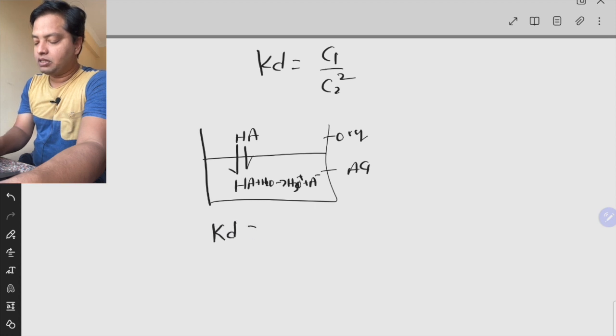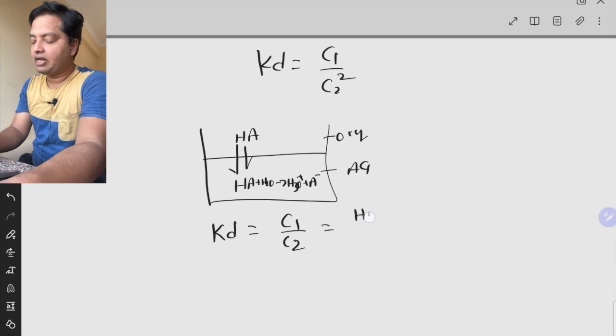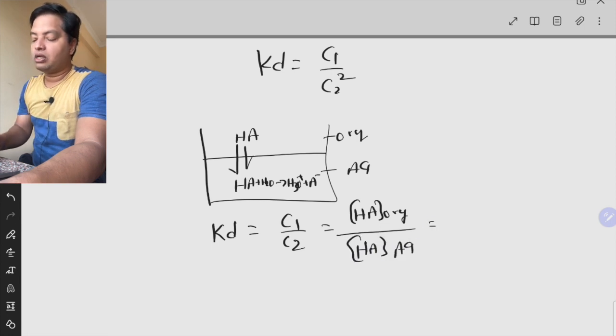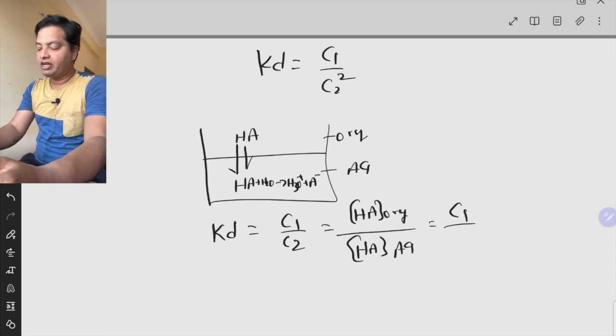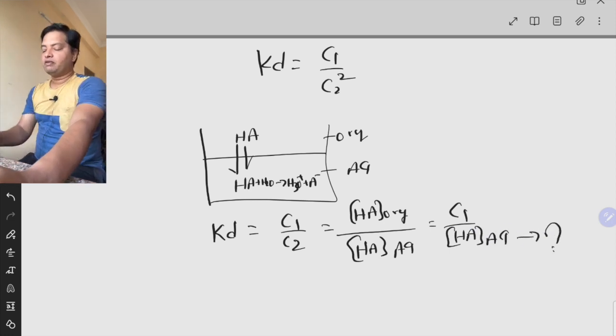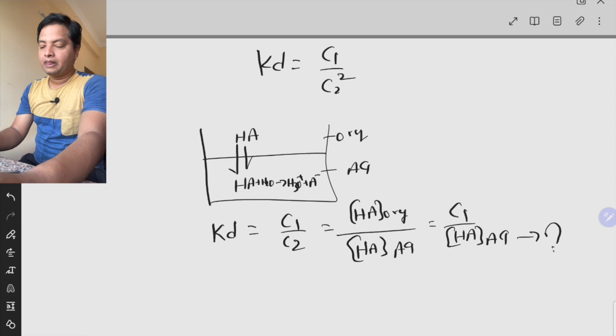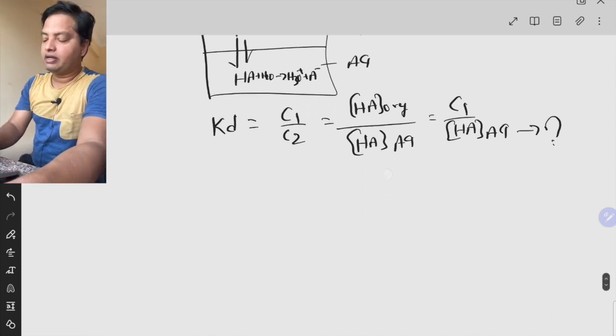According to the distribution coefficient, what is the equation? C1 by C2. What is C1? Concentration of your HA in organic layer divided by concentration of HA in aqueous layer. Concentration of HA in organic layer is your C1, we already know. But in case of C2, the molecule is dissociating. So, we need to find out the value of concentration of HA in aqueous layer. For aqueous layer, what is the concentration of HA, and substitute that value here, you will get the equation for this. We will try to see this.